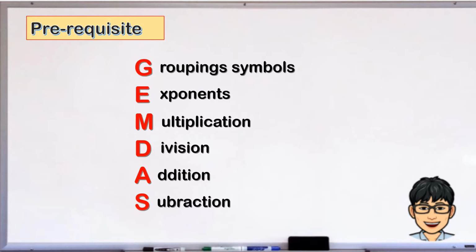Kapag tayo ay nag-simplify ng dalawa o higit pang operations sa isang algebraic o numerical expression, the order of these letters in GEMDAS ay nag-i-indicate kung ano ang maunang i-calculate, ano ang susunod hanggang makuha natin ang isang simplified expression.